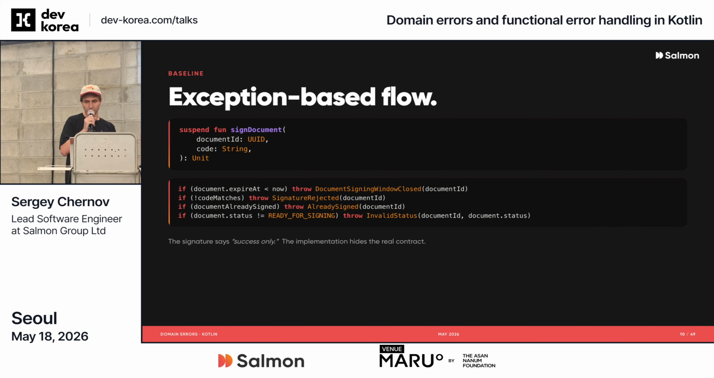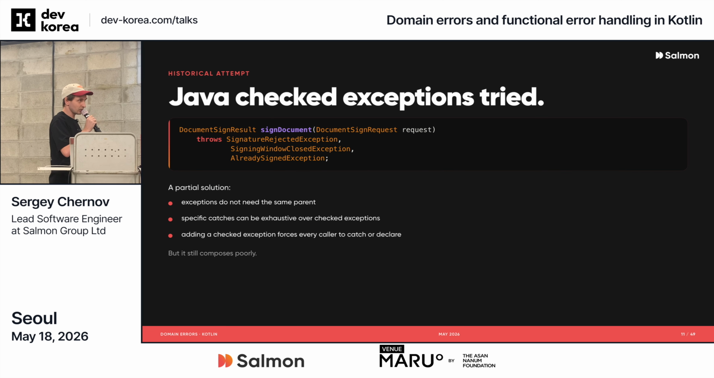So what do we want to do? We want to make our methods have something in the method contract to represent the business failure. So historically, Java tried to address this problem with the checked exceptions. And if we see the slide, it looks how we want it. You can distinguish the exceptions from each other, and if you don't handle them, the compiler will not allow you to compile, right?